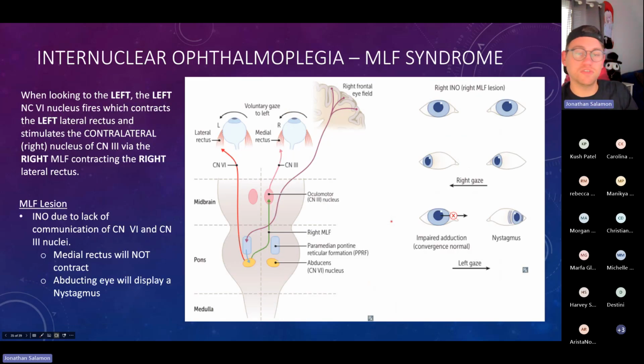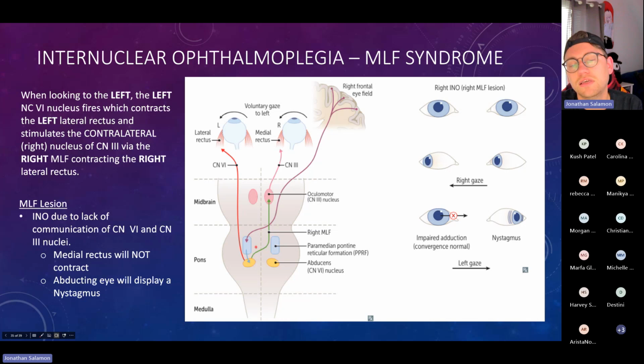All right, so now MLF syndrome. So what happens if you knock this out, right? The MLF. So if you knock out either the MLF or cranial nerve 3, shout out to Ben Rush, the other eye can't adduct.